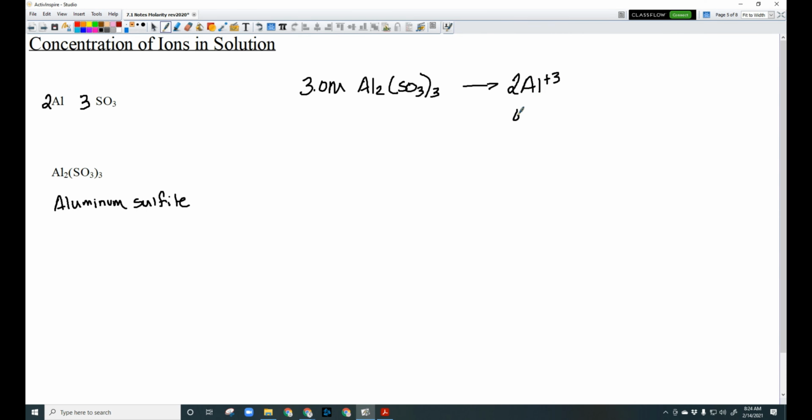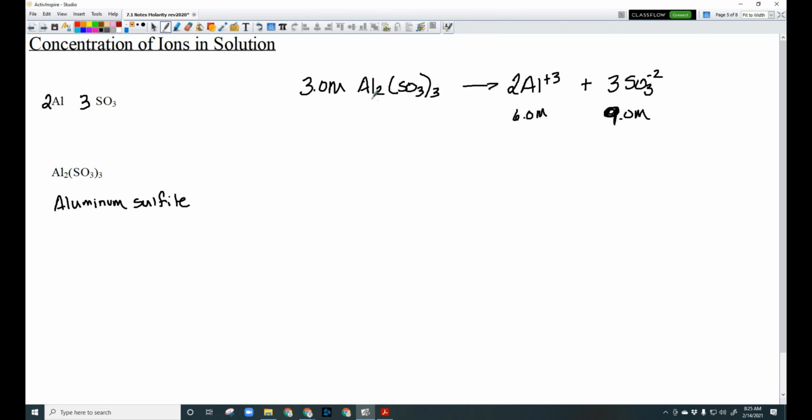So we're going to have a 6.0 molar concentration of aluminum ions and 3 times the amount of the sulfite ion. So 3 times 3 is 9 molar concentration. Okay, and that's the law of molar ratios. So when you're doing some of these problems, they're going to ask you that question.